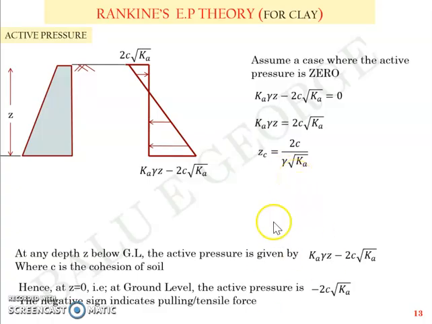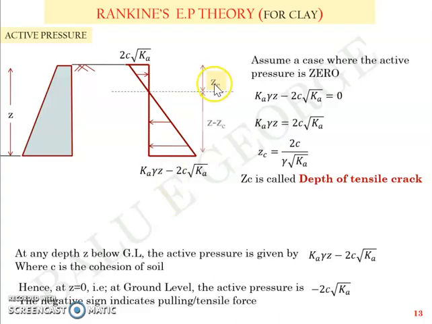Now, I can call this Z as Zc, which is called the depth of tensile crack. Now, that depth of tensile crack is marked in this figure, Zc. That's the depth from the ground level at which the soil is in tension, which means you have the negative sign here. So, you have Z minus Zc beneath that.